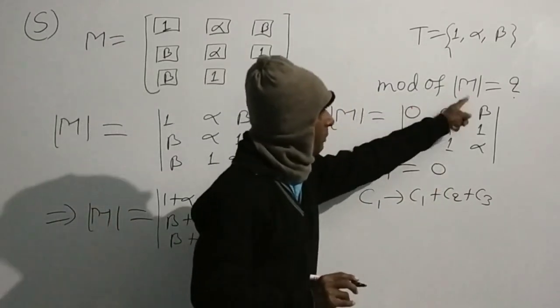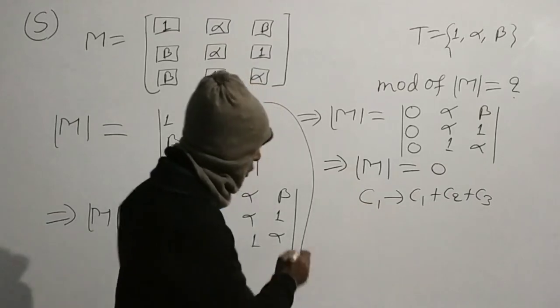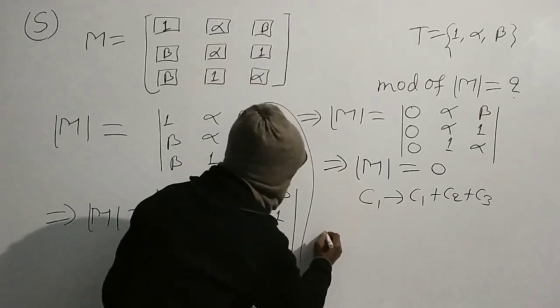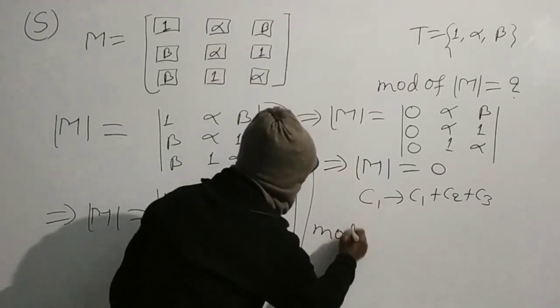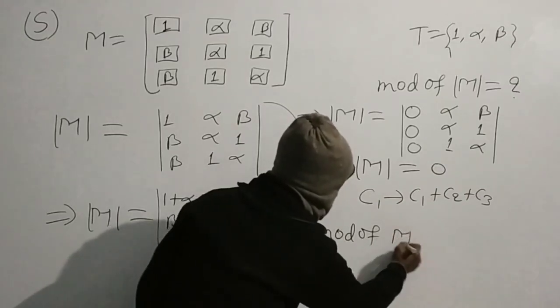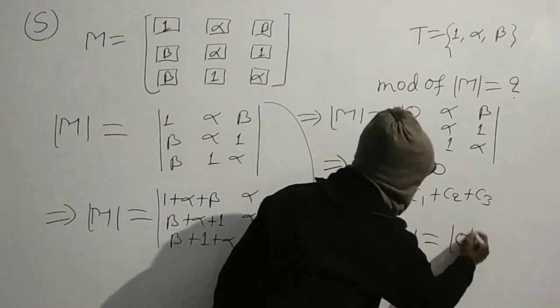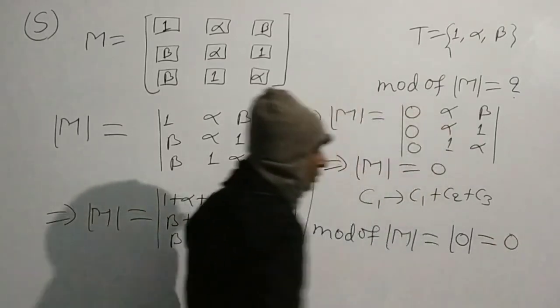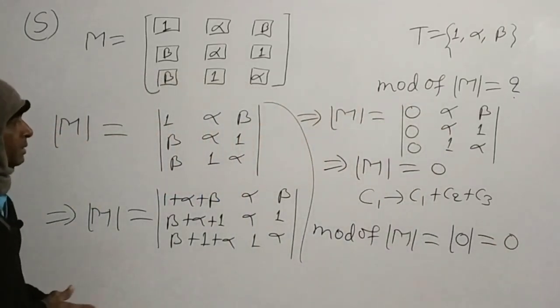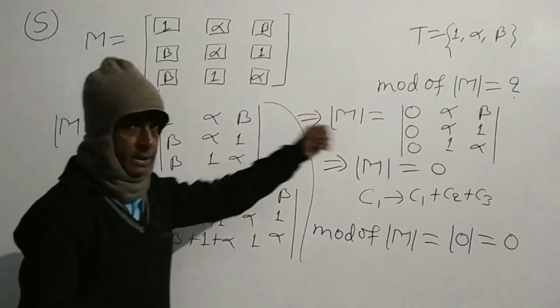Therefore, the mod of the determinant of M will be equal to the mod of 0. Mod of 0 means 0. Now, the solution is complete.